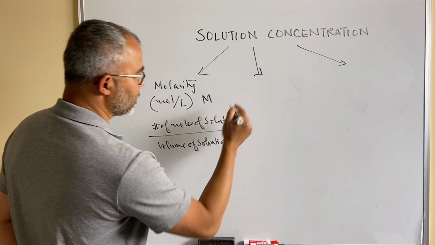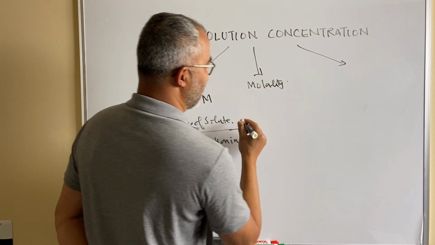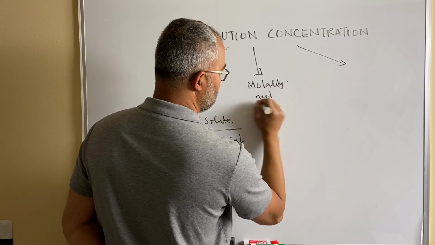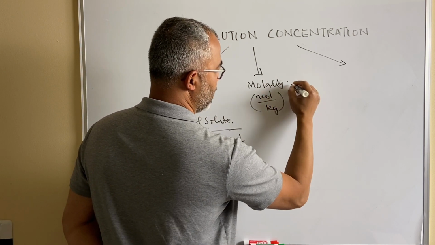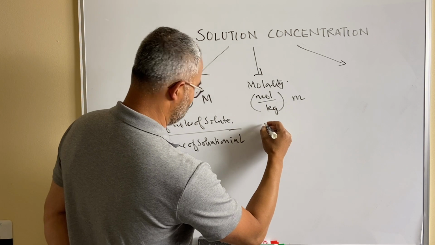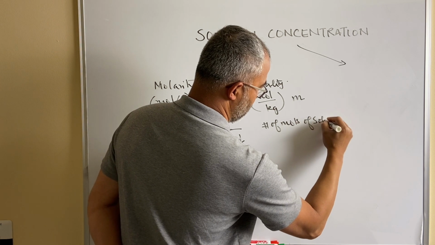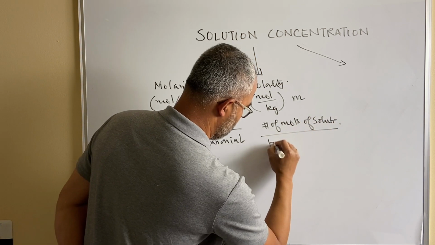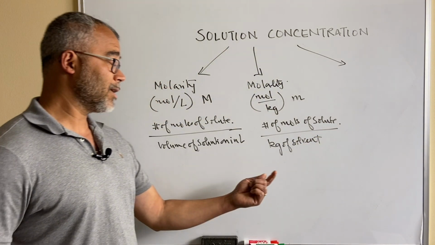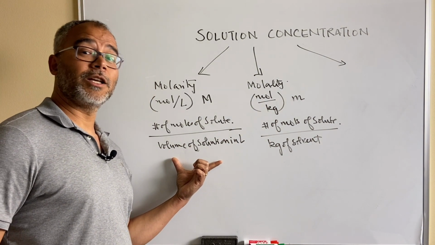Okay. Now, the next unit of concentration is molality. Molality is expressed in moles per kilogram. Okay. Also denoted with a small letter m. And this is expressed as the number of moles of solute over the kilograms of solvent. It's important to understand that this is kilograms of solvent, and out here this is liters of solution.